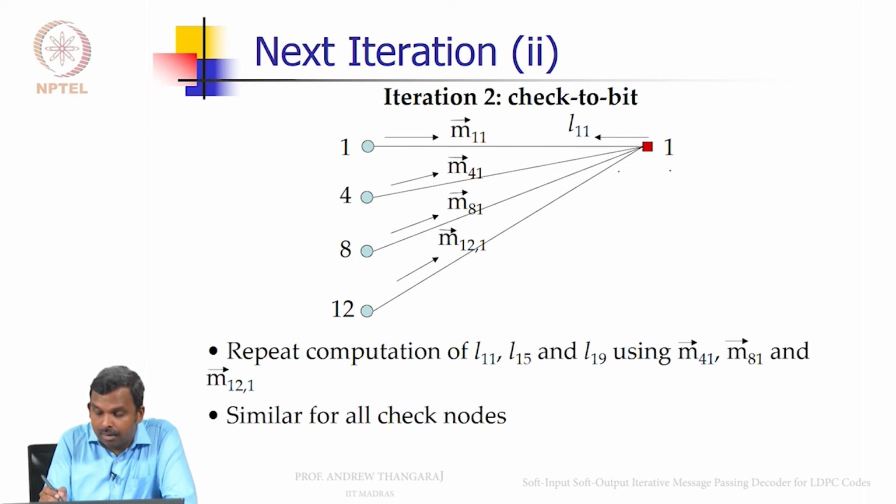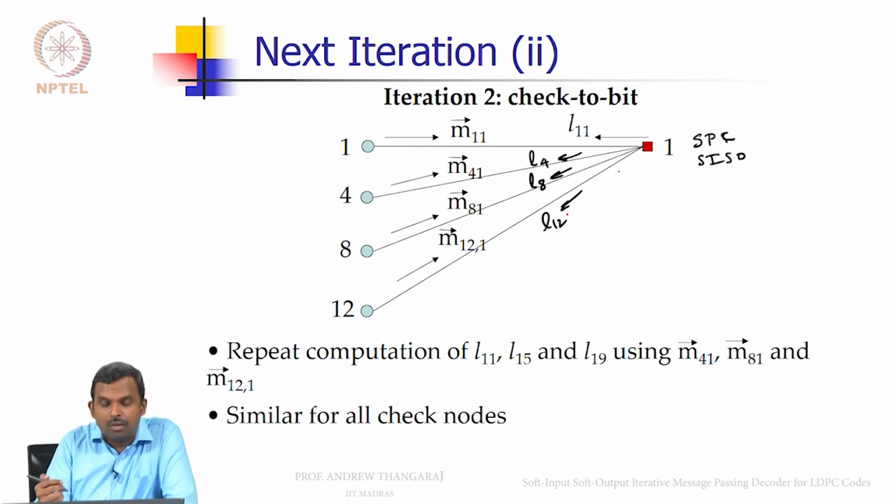Now, this check node 1 does, like I said, SPC SISO. It does the calculation, it uses the 4 guys and computes L11. And now you have to just repeat the computation throughout. So this will also send an L4 back, and L8 and L12 also. So it will send back information to all the bit nodes it is connected to.